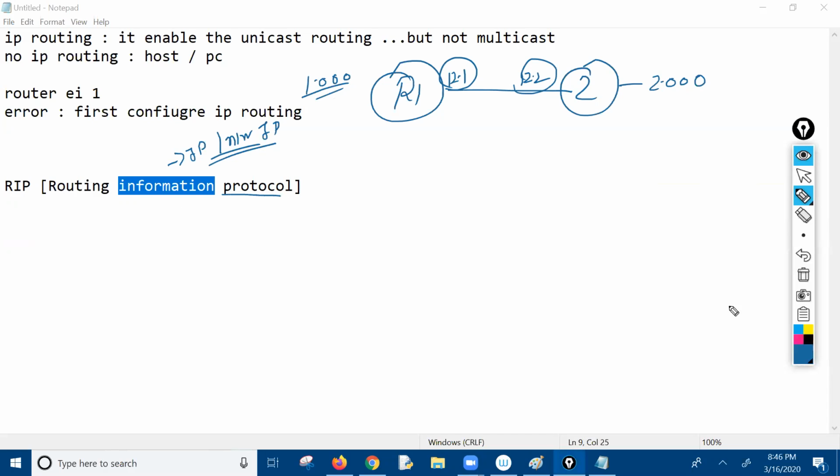So what is the meaning of Routing Information Protocol? Protocol means a set of rules. It means that if you are going to implement RIP over there, you have to implement RIP on this side as well. R1 is going to share the information about its own networks, and R2 is going to share the information about its own.